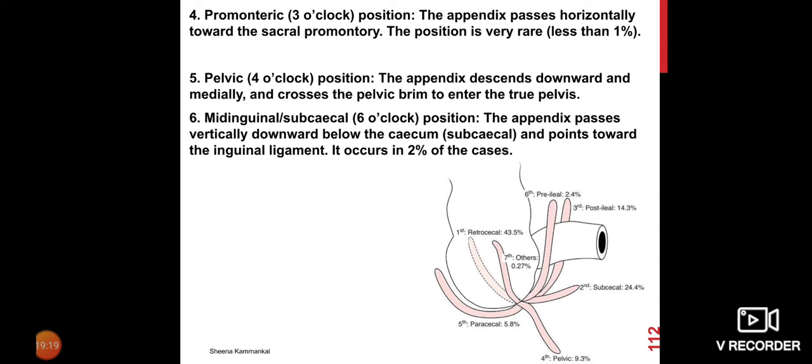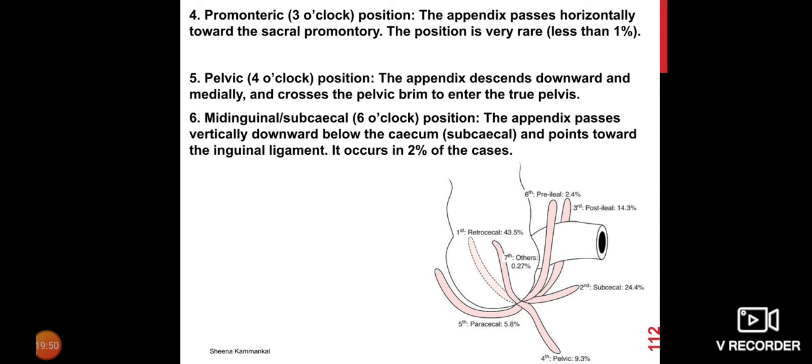At the level of the 4 o'clock position, the appendix descends down to the medial aspect. It crosses the pelvic brim. The pelvic brim is the inner margin present in the hip bone. Below the pelvic brim is the true pelvis, above the pelvic brim is the false pelvis. So it crosses the pelvic brim to enter the true pelvis, and it becomes a pelvic organ.